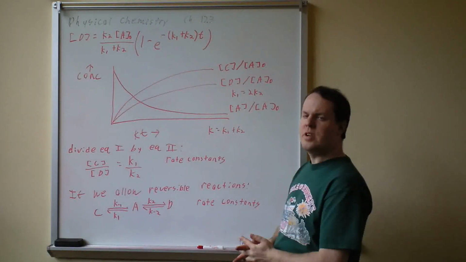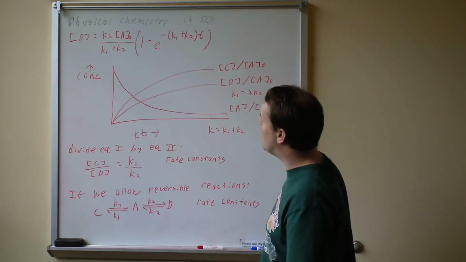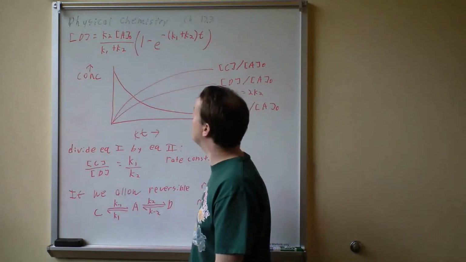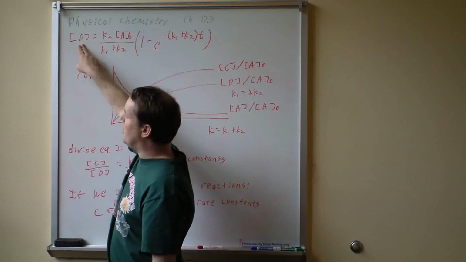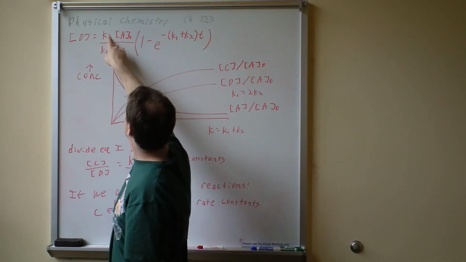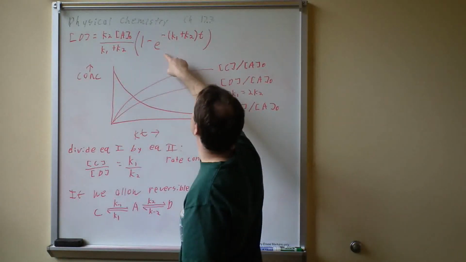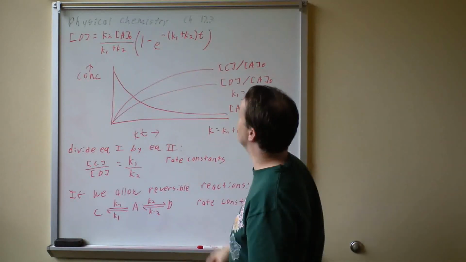Continuing on physical chemistry, chapter 17, section 3, and we're still talking about two competing reactions, both of them irreversible. Like we said, the same way we got the concentration of C, the concentration of D comes out to k2 times A naught over k1 plus k2, times 1 minus e to the minus (k1 plus k2)t.